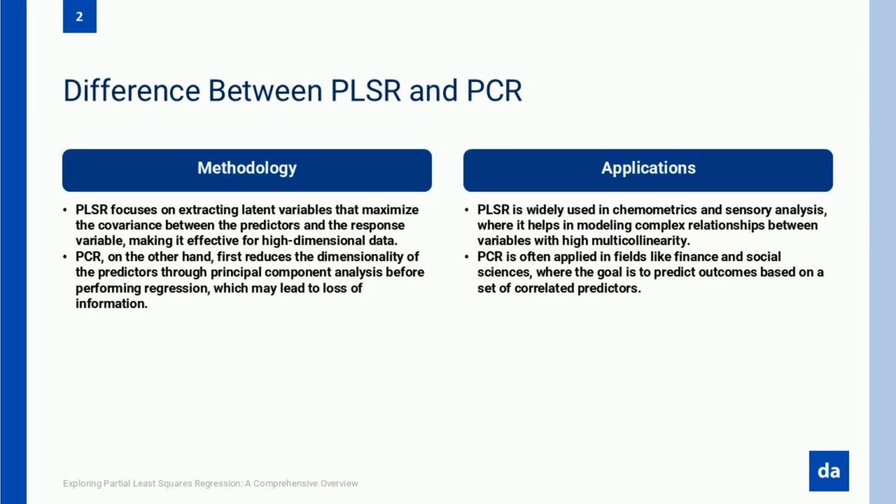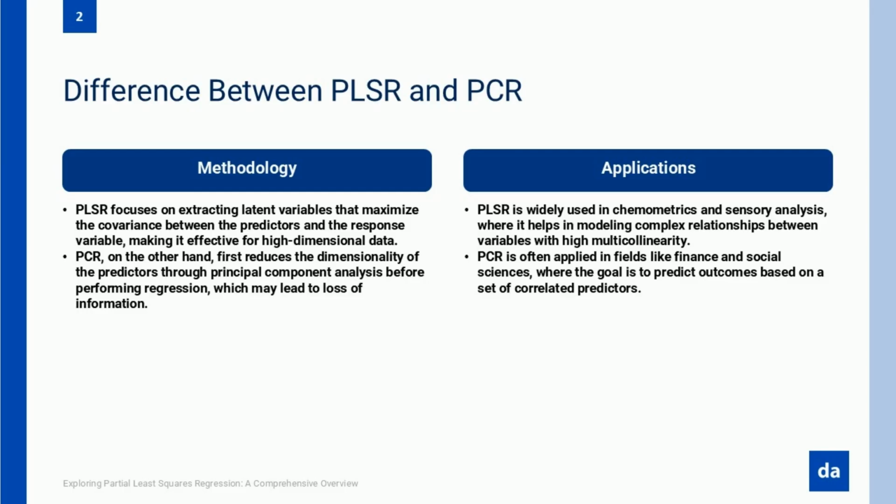So here's the deal. Both PLSR and PCR aim to reduce dimensionality, meaning they take a chaotic jungle of variables and turn it into something more manageable. But the way they do it, that's where things get interesting. PCR starts by doing a principal component analysis, PCA, on your predictors and then runs regression on those transformed variables. Sounds fine, right? Well, here's the catch. PCR doesn't care one bit about the response variable while creating these components. It's like picking players for a basketball team based only on height without checking if they can actually play.